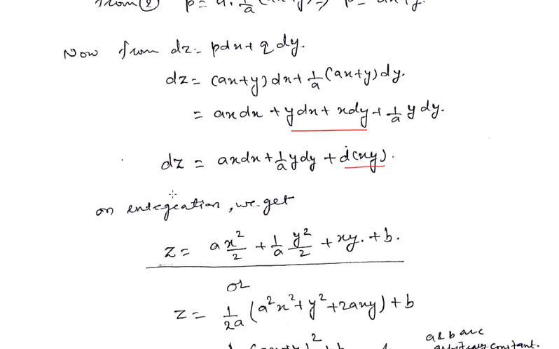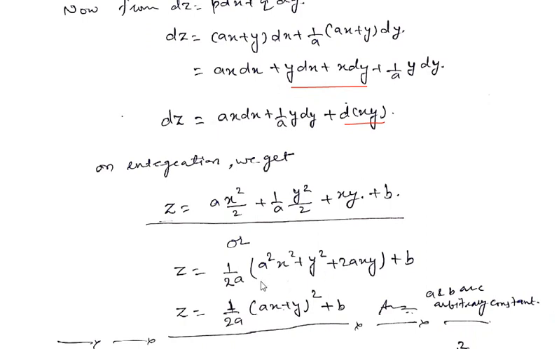Now we will integrate it. It gives z equals a x square by 2 plus 1 upon a y square by 2 plus xy plus some arbitrary constant, say b. Or we can rewrite it, taking 1 upon 2a outside, as a square x square plus y square plus 2a xy. So this can be written as (ax plus y) whole square. So z equals 1 upon 2a (ax plus y) whole square plus b, where a and b are arbitrary constants. This is the complete solution of the given equation.